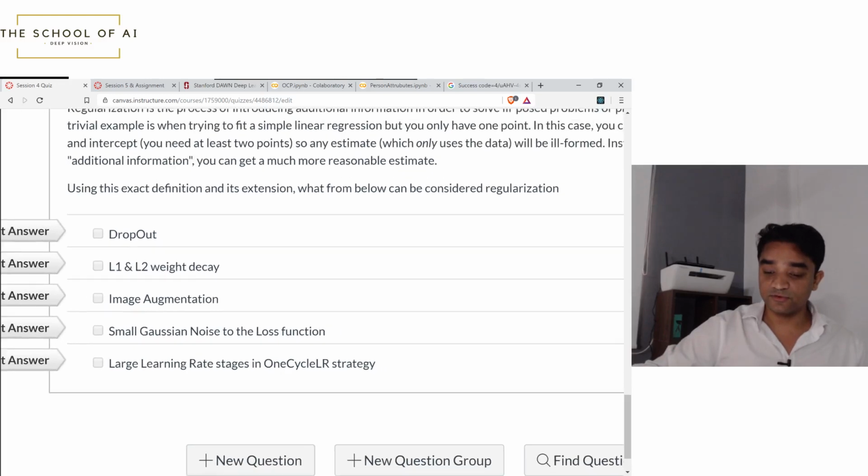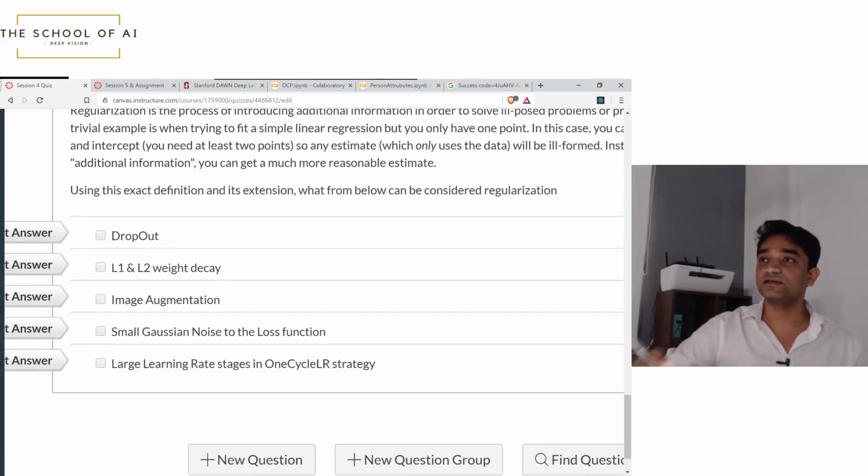So rather, we focus on multiple of these and test out which strategies actually help. Now, if you're going for dropout, L2, image augmentation, Gaussian noise, image augmentation is something you're going to do in the pre-part of the network. That is something you're going to keep consistent.